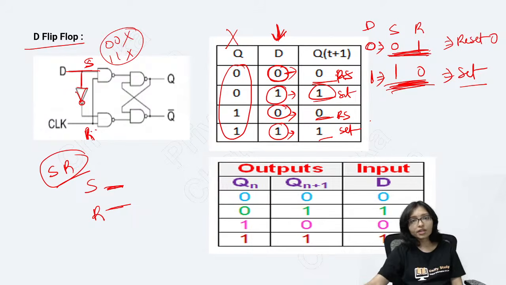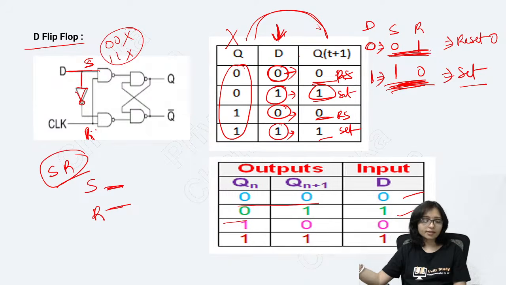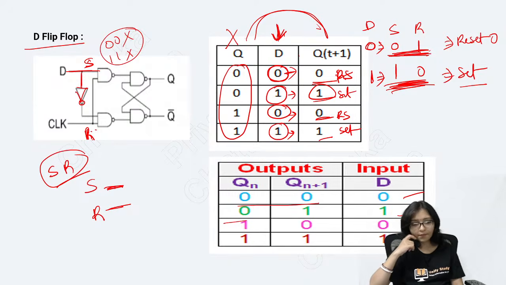And the same way now you can relate this when Q, the excitation table 0, 0. When both were 0, then what is the D value? When both were 0, 1, what is the D value? You can get the excitation table from here.